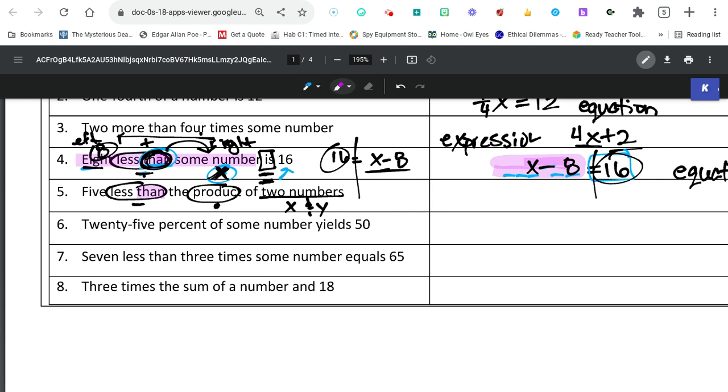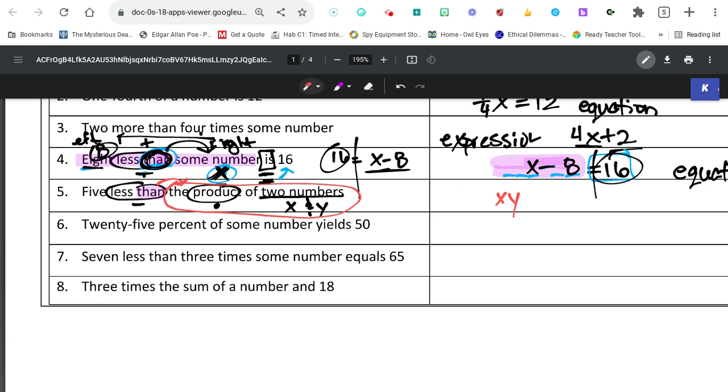And it doesn't have anything that indicates I need to write an equal sign. So what I'm going to do is write what's on the right side of "than" first. On the right side of "than" is the product of these two numbers. So how would I write the product of x and y? Well, mash them together. And you can put a dot between them. You could have used parentheses. I don't care, but I prefer just to mash them together. Okay?